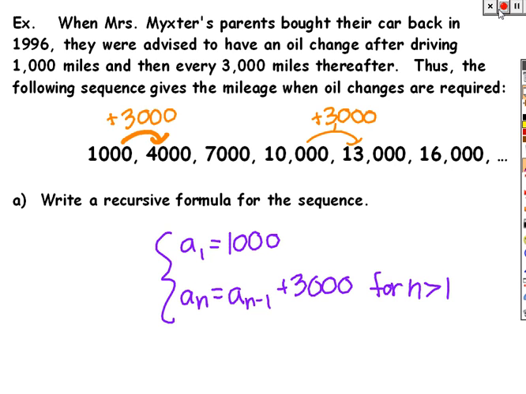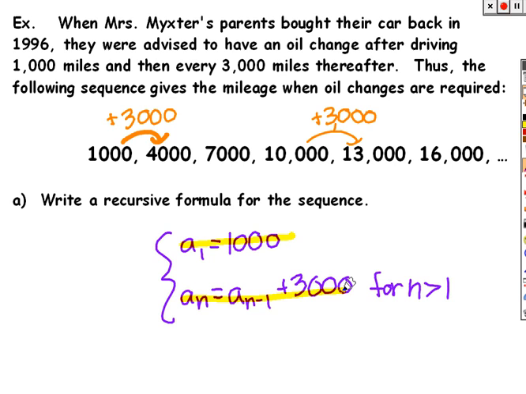So here's the recursive formula for the arithmetic sequence. I need the starting amount, so the first oil change happens after 1,000 miles. And then if I want to calculate any future oil change, I would need to take the previous plus 3,000, and that's how I know when it's the next time to take the car in.